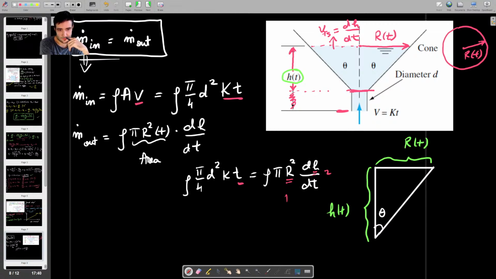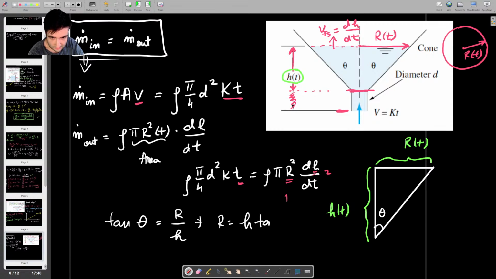which is not changing, that's not a variable, right? That's just whatever the opening of the cone is, and that cone is made of a solid material, so nothing actually changes in that regard. So what I can say is that tan theta is equal to r over h. So that's r over h, like this. Yeah, that's fine. And then I can express r as h tan theta.